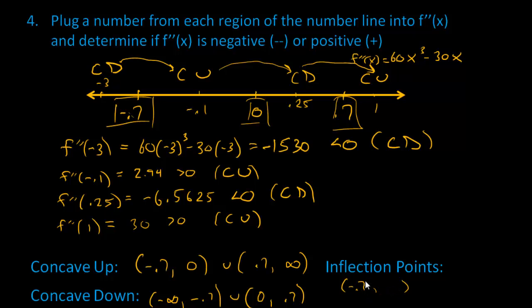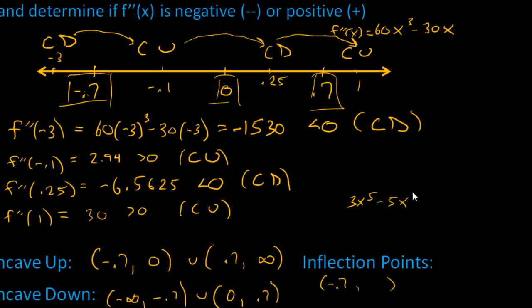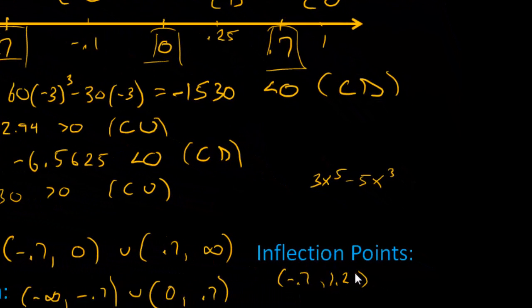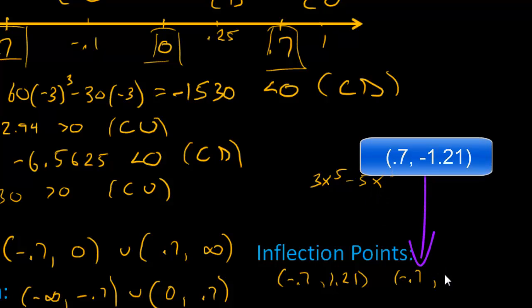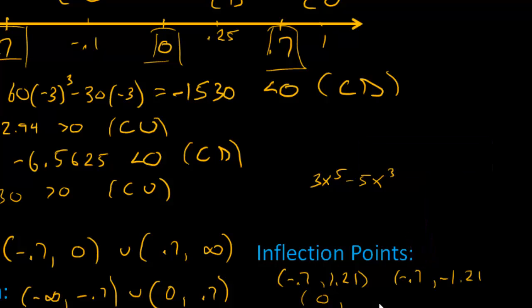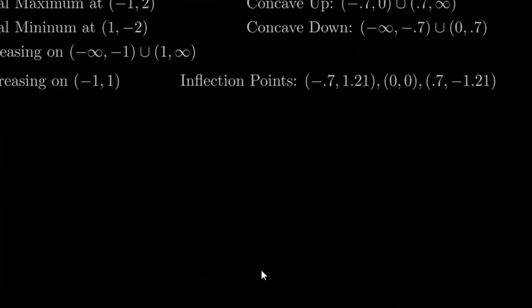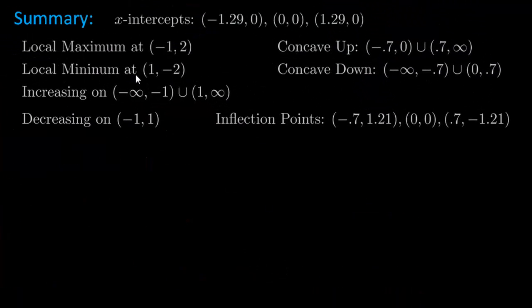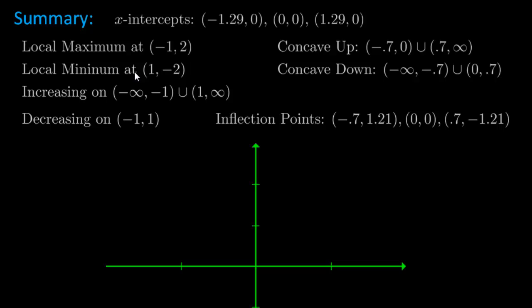Now for the y value, you would have to plug it back into the original function. Recall, the original function is 3x to the 5th minus 5x cubed. And that's going to give me 1.21. And then our other one was negative 0.7. Plug that into this function, you're going to get negative 1.21. And our third one was 0. When we plug that into our function, I think it's easy to see you're going to get 0. So we have all the information we need to sketch. Here's a summary of everything we've just done. So let's go ahead and start the graph.